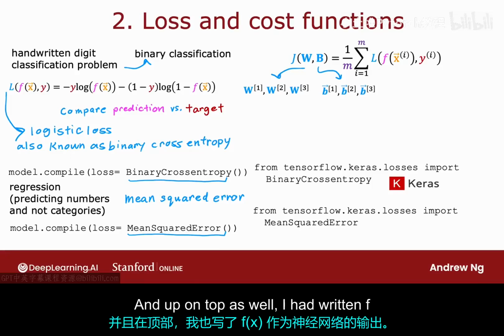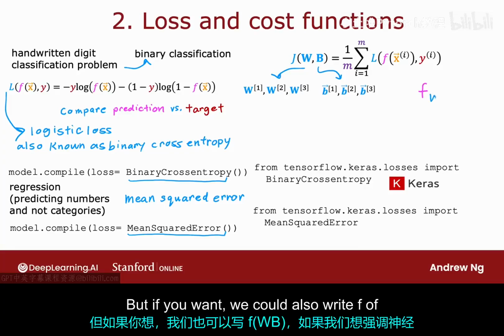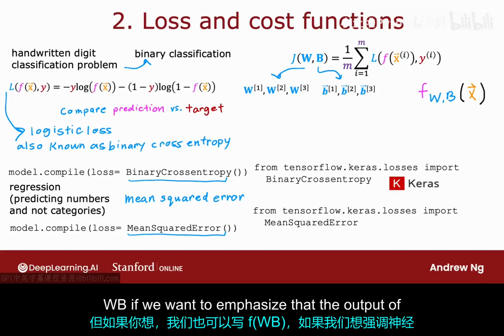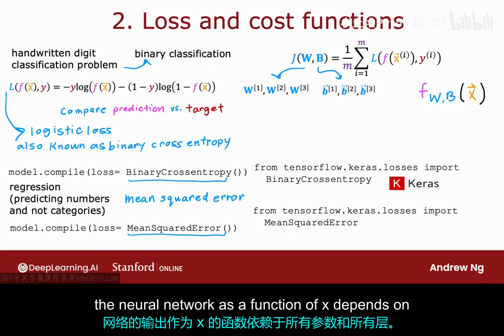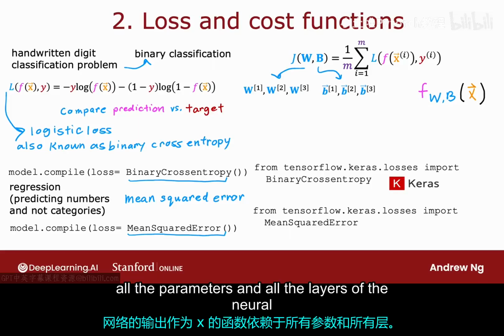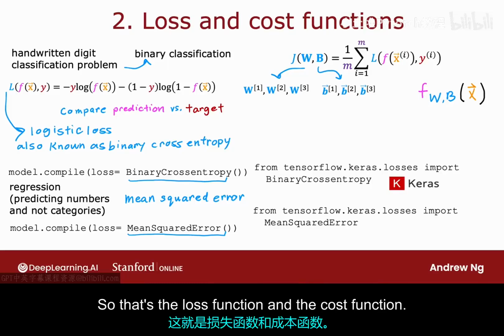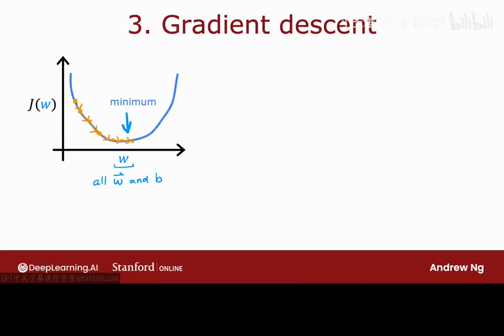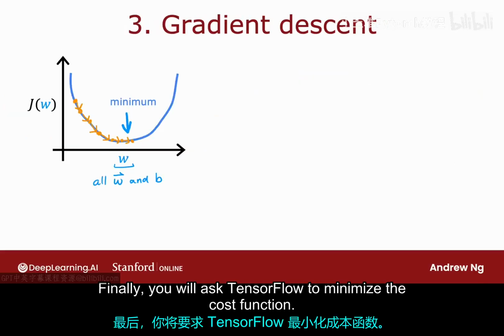And up on top as well, I had written f of x as the output of the neural network, but if you want, we can also write f of W,B if we want to emphasize that the output of the neural network as a function of x depends on all the parameters in all the layers of the neural network. So that's the loss function and the cost function. Finally, you will ask TensorFlow to minimize the cost function.